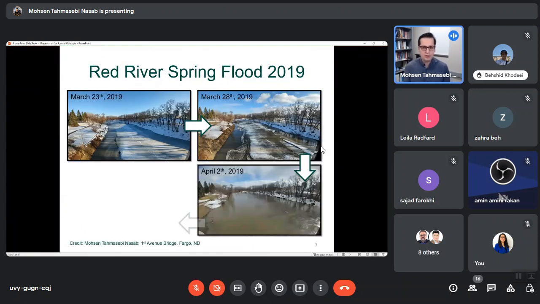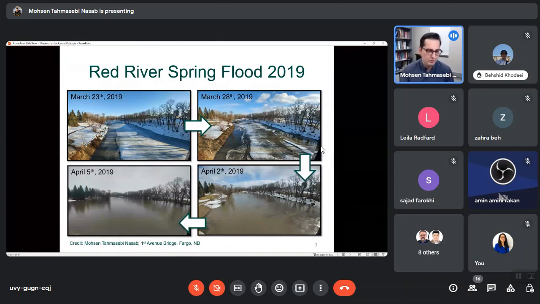All right, let me give you a little bit of introduction about the study area that this article talks about. The study area is Red River Basin, which is in northern United States and Canada. It's one of the only rivers in the United States that flows towards north. It flows to Canada and eventually drains into Lake Winnipeg in Canada.